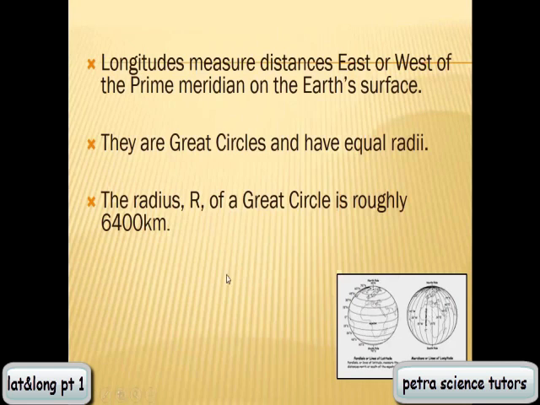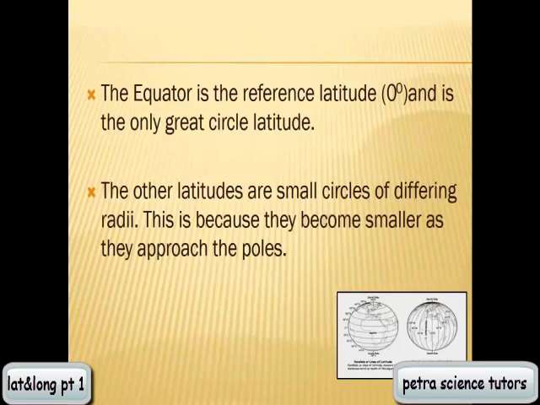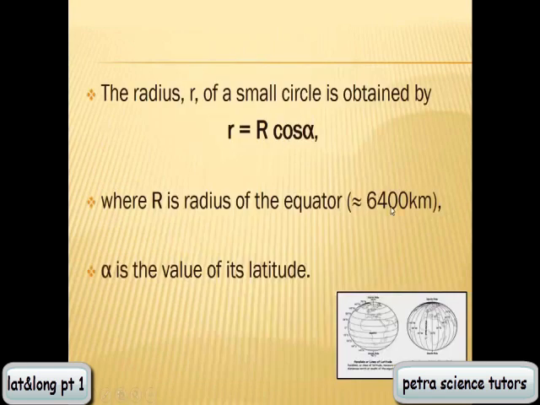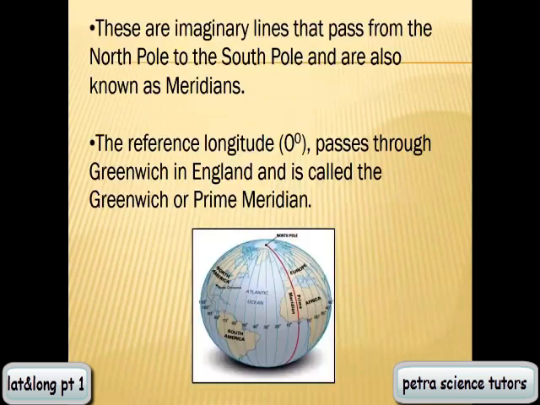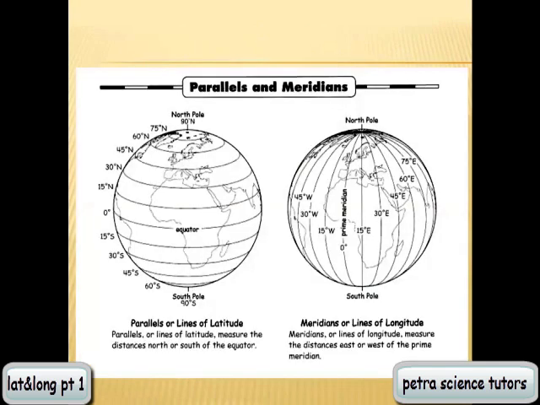So that's what we mean, let's go back to that statement. The equator is the reference latitude. The equator is the only great circle latitude. So that's what we mean by it's the only great circle, because it has that radius of 6,400 kilometers, which is the radius of the Earth. And also the radius of all longitudes. Okay, so let's continue, guys.